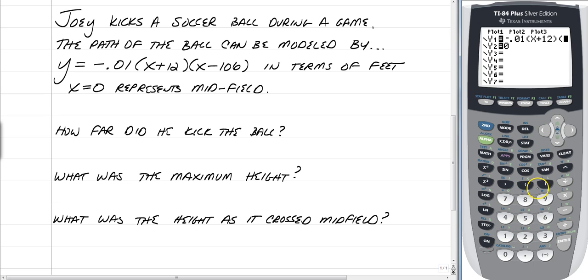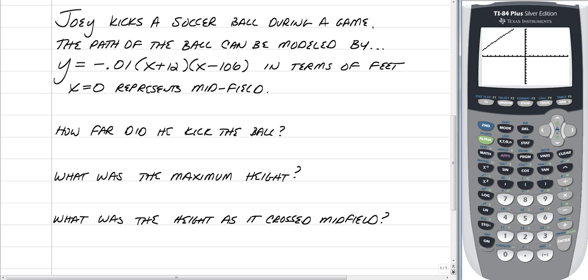And then in another set of parentheses, you're going to have x minus 106. And then you're going to click graph. And that doesn't look like a parabola at all to you. And the reason why is because your window is back from -10 to 10 in both x and y direction.